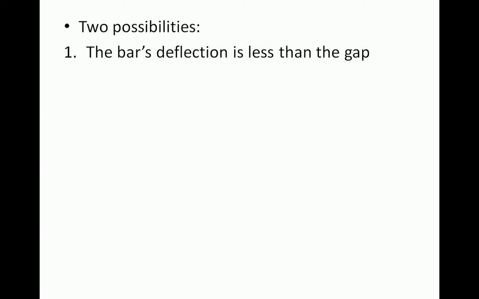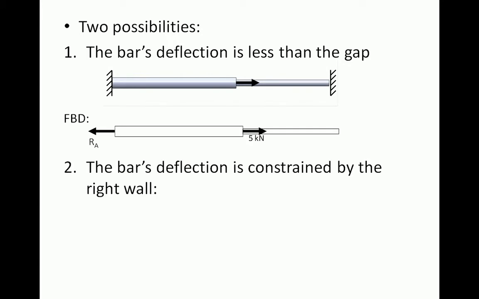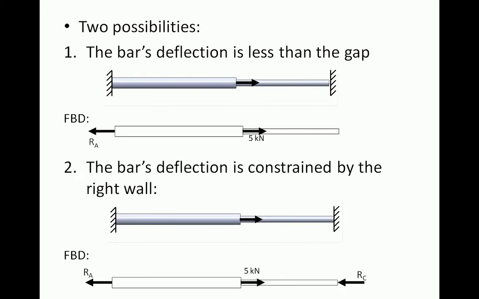Now, when we look at this problem, there's really two possibilities here. The first one is that when we apply the load and the temperature change, the deflection is less than the gap. So it doesn't fill the gap, and so what we have then is a statically determinate problem. Very easy to solve. The second possibility will be that the deflection is such that the gap is completely closed. And so in that case, our free body diagram shows that we have reaction forces on both ends. And since we only have one equation of equilibrium, the sum of the forces in the x is equal to 0, we have a statically indeterminate problem.